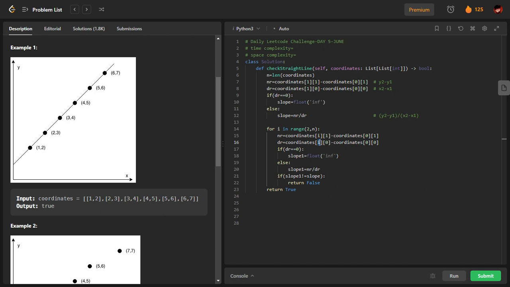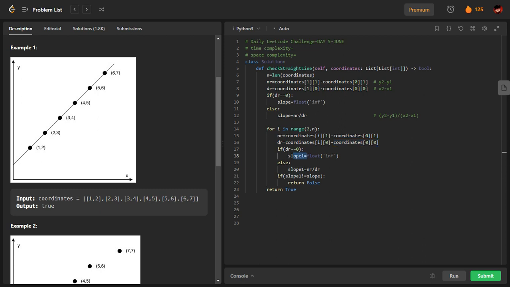Okay, so for calculating y2 minus y1 divided by x2 minus x1, I am changing the y2 based on all the points. Similarly, x2 is changed based on all the points, but y1 is fixed, and similarly x1 is fixed. That is the basic idea. Again, I'm checking if the denominator is 0.